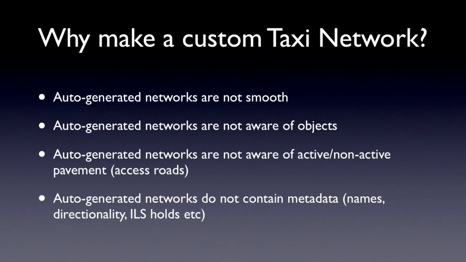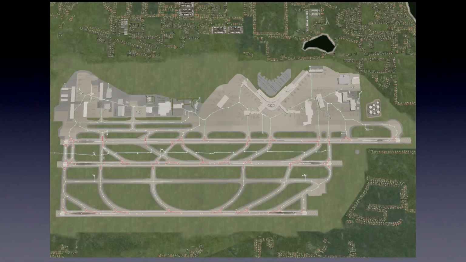So let's take a look at what an auto-generated taxi network looks like. This is Seattle. This is our default airport, and this is not what we ship. This is what would be there automatically if we didn't make our own custom layout for it. So as you can see here, each of these is a taxi segment. These lines are what the ATC system knows about. It doesn't know about the pavement underneath. It only knows about these lines.